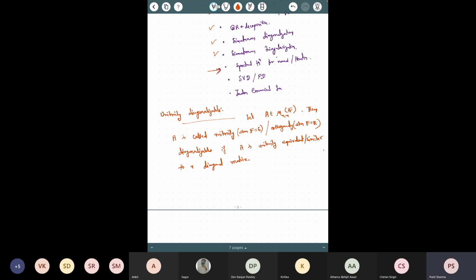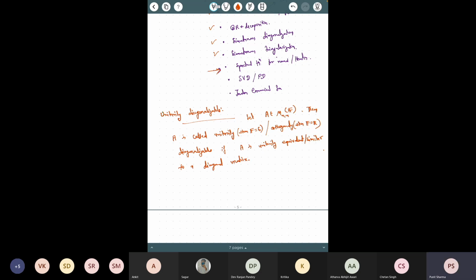So far, you know what a diagonalizable matrix is, right? If a matrix satisfies certain properties, like if it has a complete set of eigenvectors, then it is similar to a diagonal matrix, and we call that matrix diagonalizable. But we have seen that not every matrix is diagonalizable. There are examples.